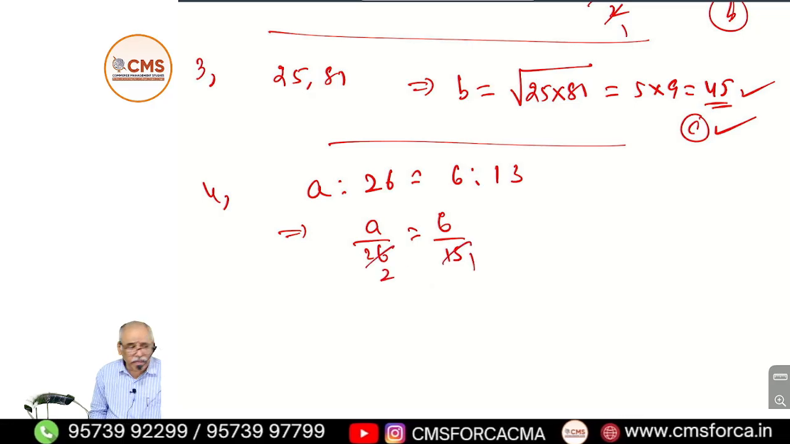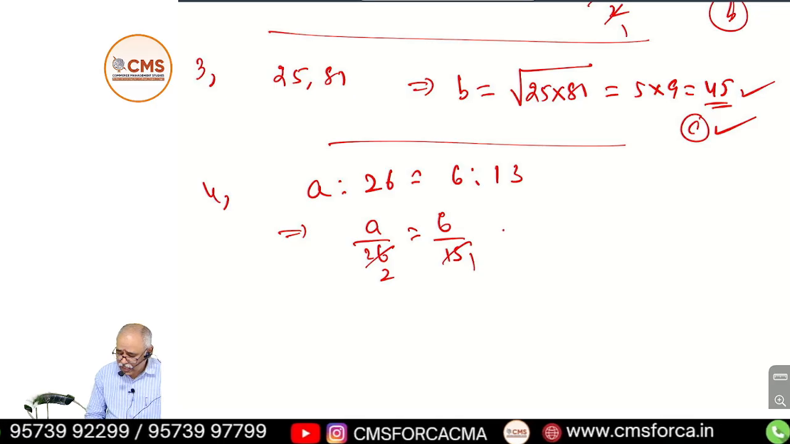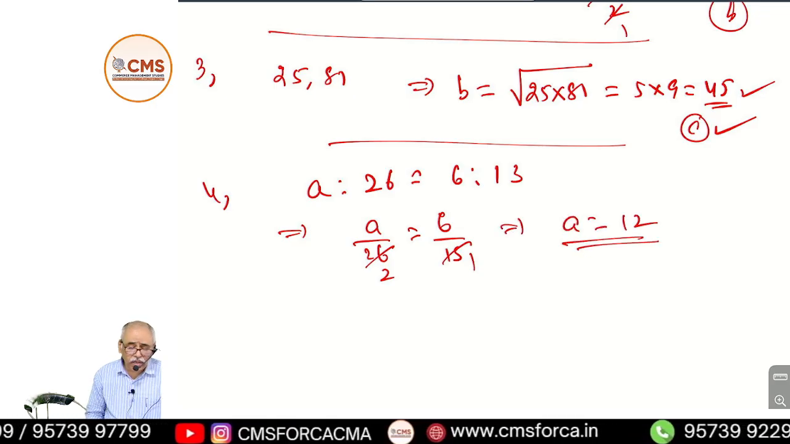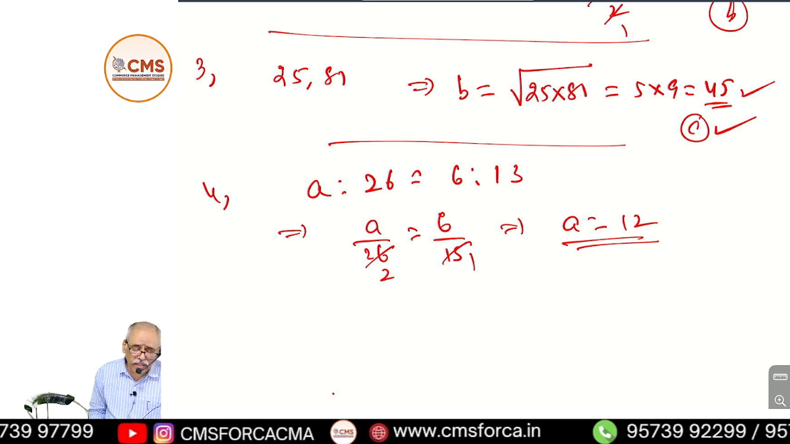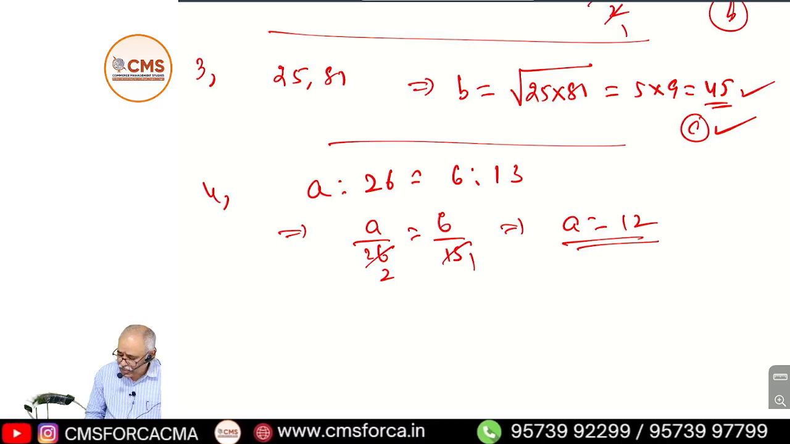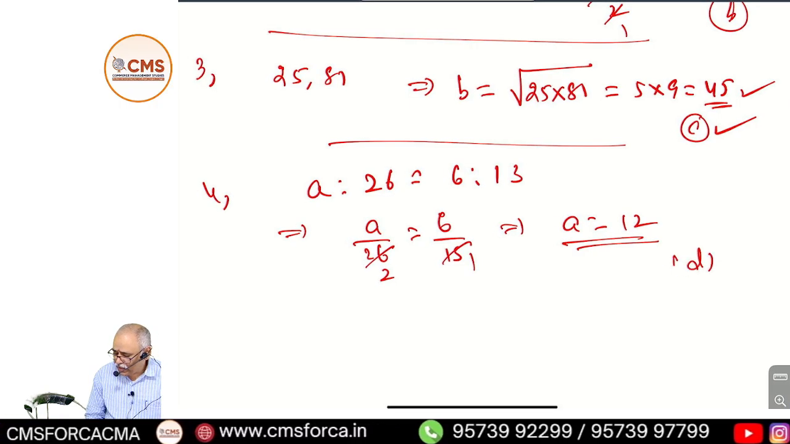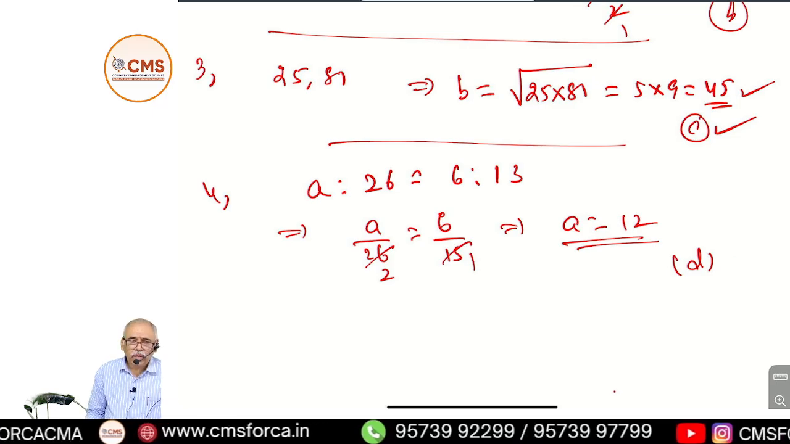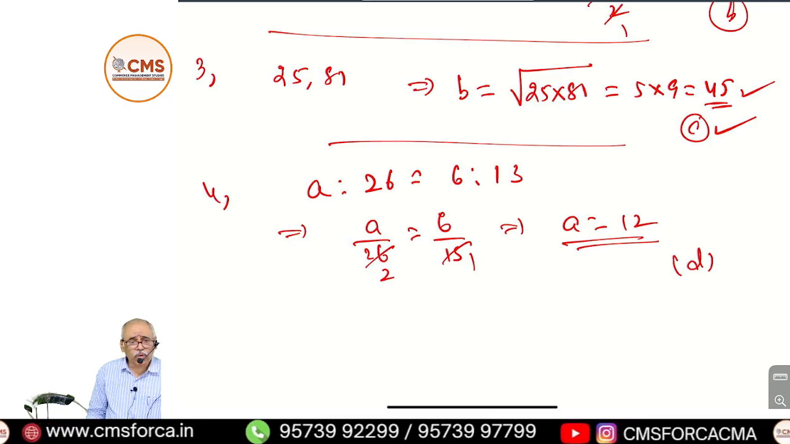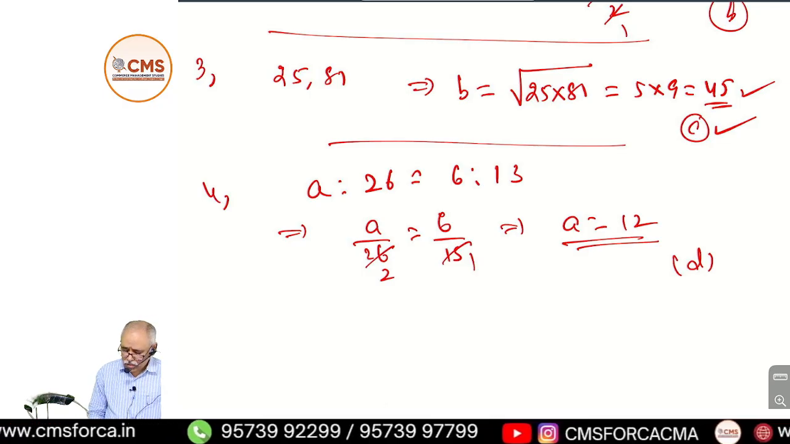13 ones are 13, 13 twos are 26. Denominators cancel. Cross multiply. A is equal to 12. So what is our answer? See, none of the options has 12, so where none is written, there you write 12. Okay? That is the answer.